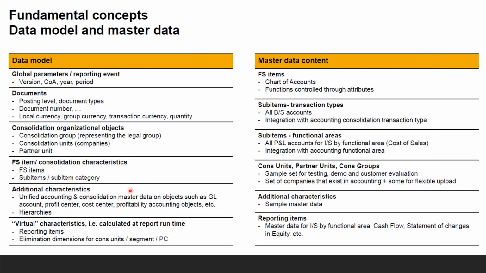So as we saw earlier on the posting levels and everything, the master data content side, and what are the master data content? FS items like chart of accounts and everything. Sub items, all balance sheet accounts, integration with the accounting transaction type. Consolidation unit, partner unit, consolidation groups, additional characteristics where we want to make it year to date. For some master data, we can control it through these additional characteristics as well.